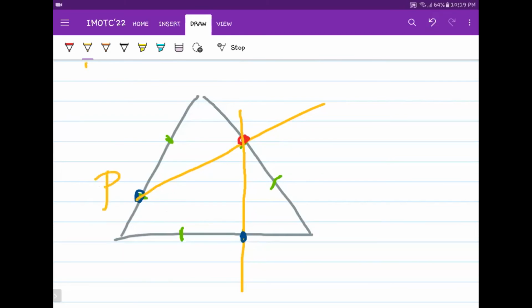Are you cool that if P is blue, then Q should be red, and R should be blue? Okay, I got it. Works, right? Because on a base, we can find at least two points of the same color.